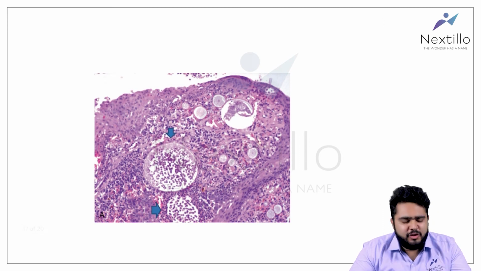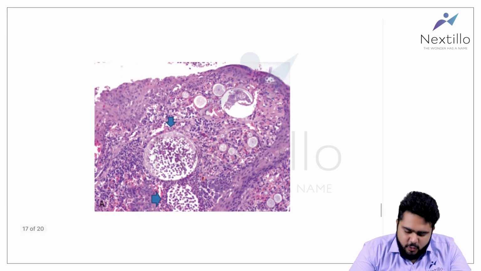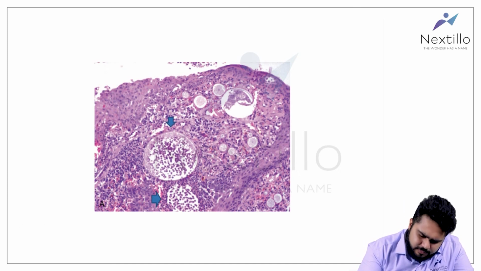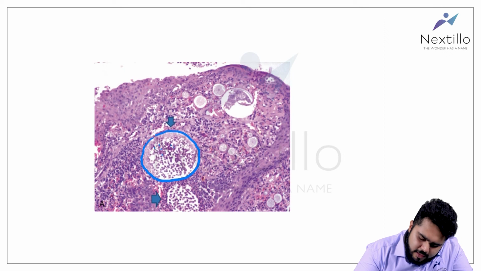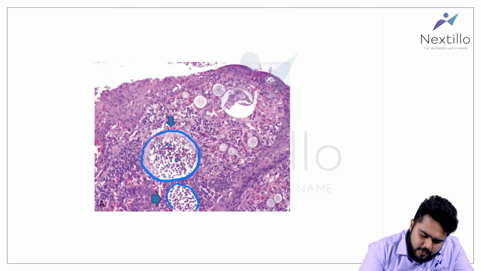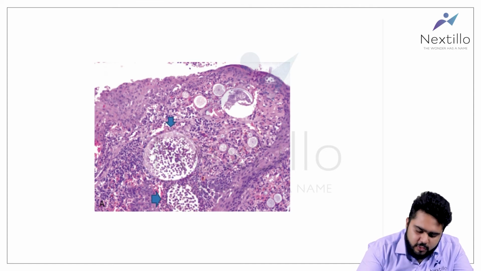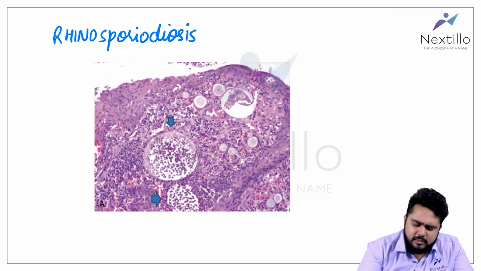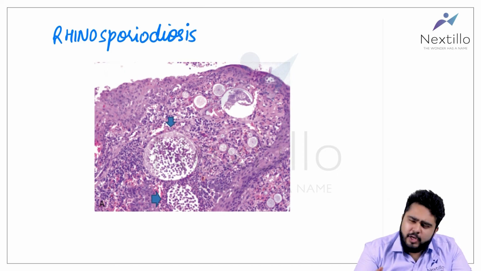Okay, another histopathological picture. I know histopath is not the favorite of most of the students, but this is very clear. Can you see a sporangium over here? This is a sporangium, right? And inside you can see sporidia, already formed sporidia. Here, another sporangium. Now from the name only you would have got it. So this is a case of rhinosporidiosis.